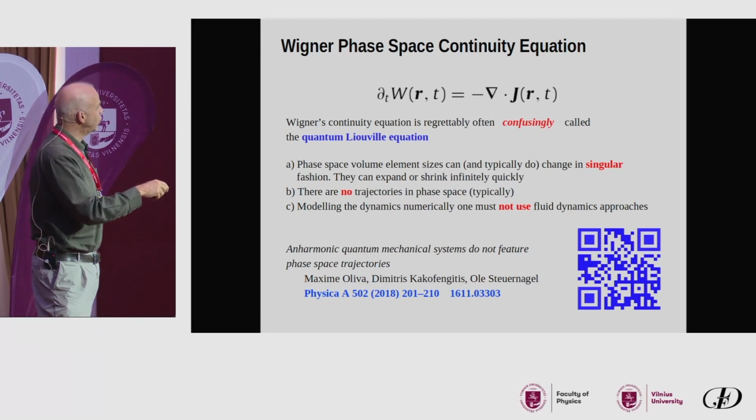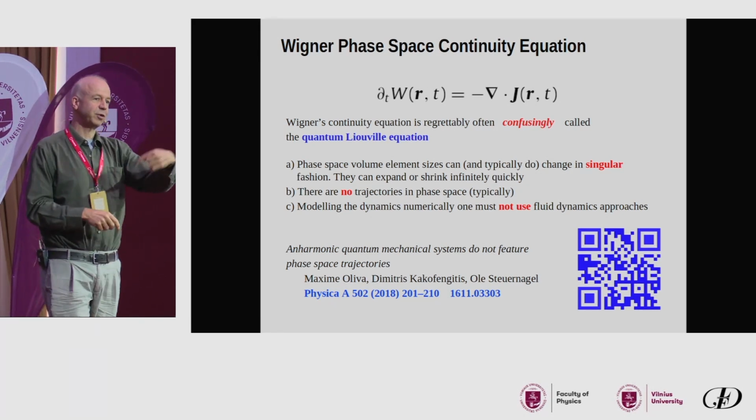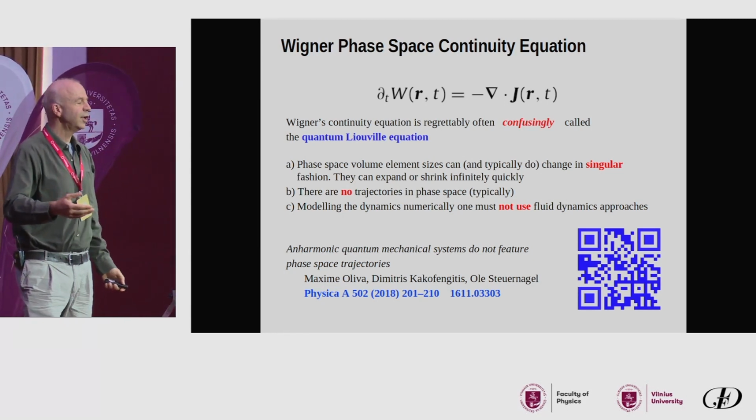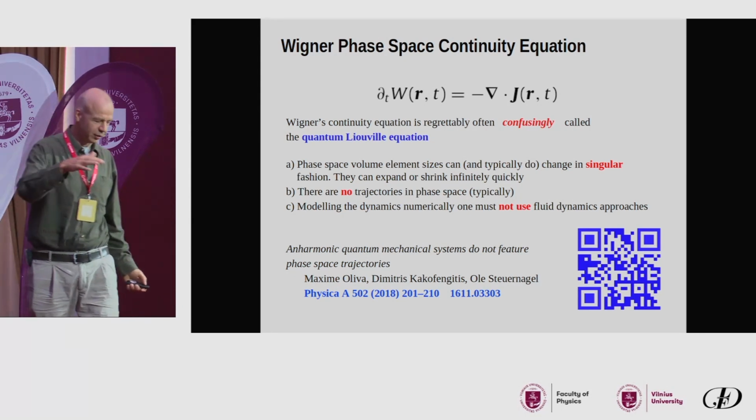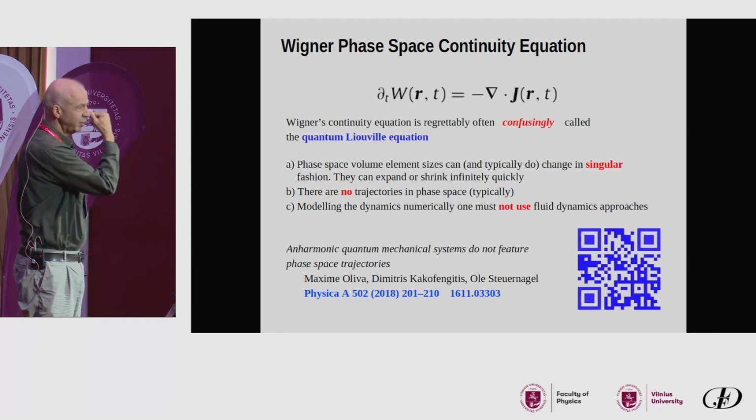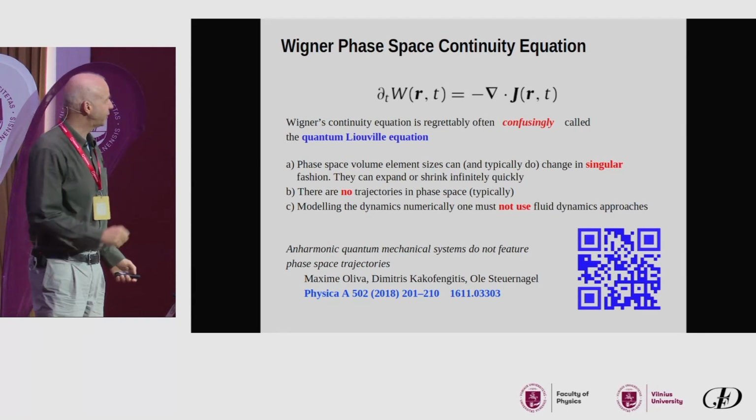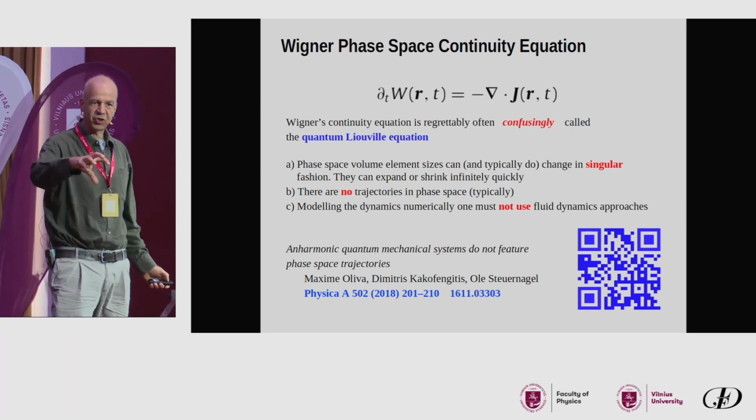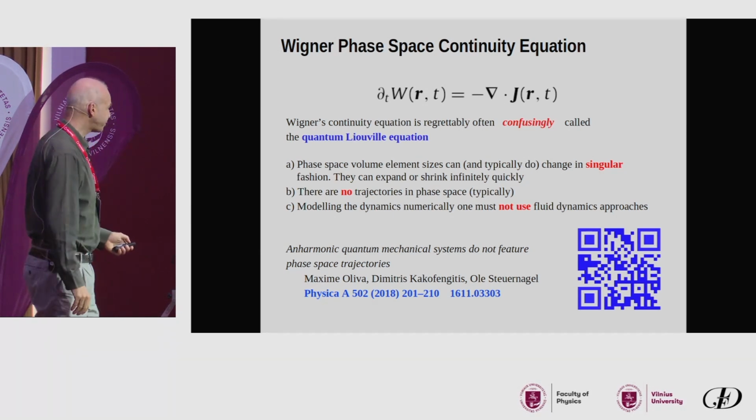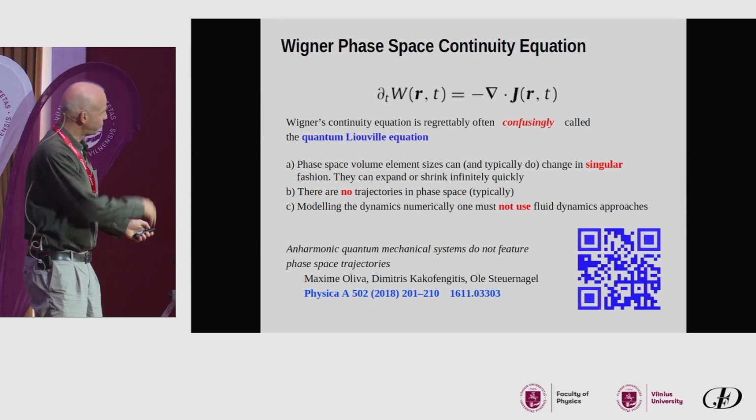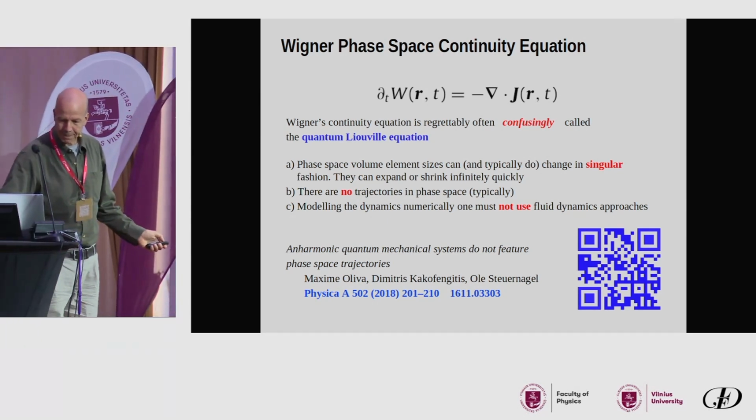Because of that, you also typically do not get trajectories in phase space. This unfortunately has led to a lot of confusion in the chemical physics or physical chemistry community, because they try to model dynamics of the Wigner distribution using classical fluid dynamics approaches. And so this is not possible because volumes change infinitely quickly. So with the help of my students, I wrote some opinion piece on this.